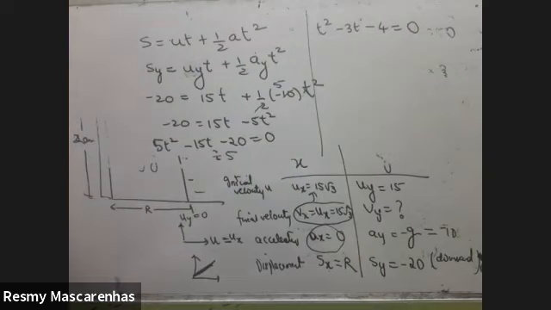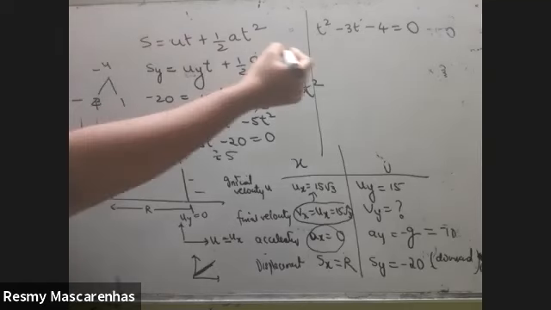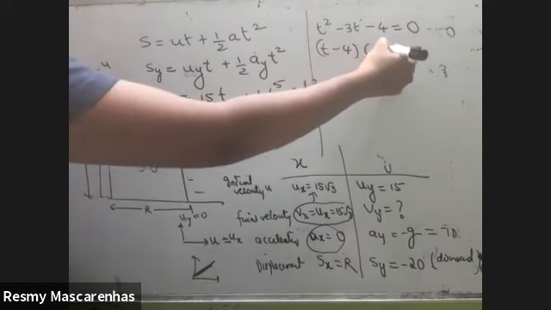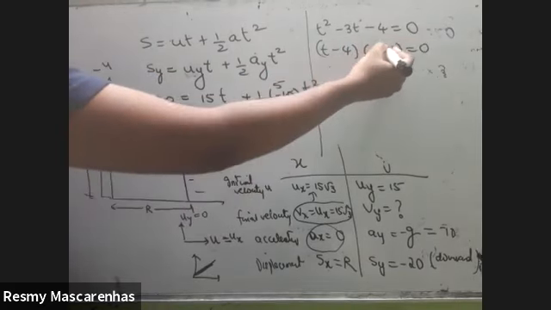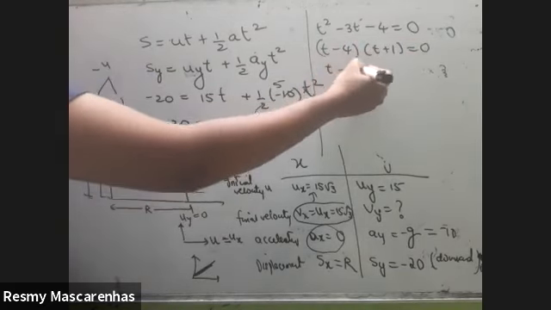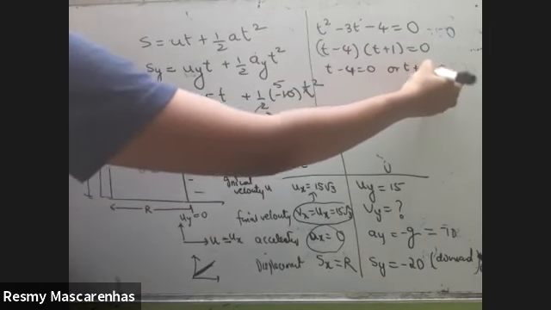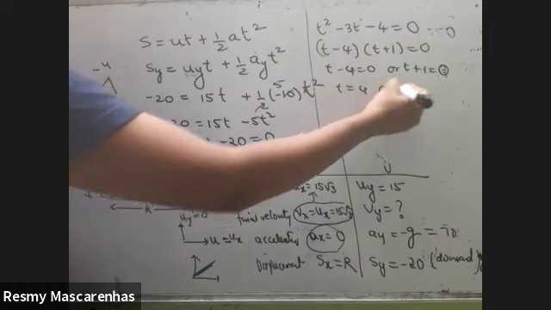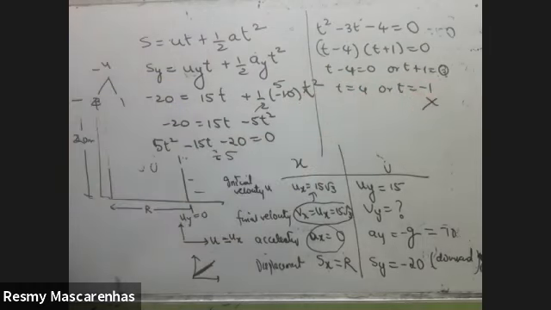And now we'll find factors of this particular equation. Factors of -4. 4 ones are 4. So -4 and 1. So t minus 4 equals to 0, or t plus 1 equals to 0. So t is 4 or t is -1. Time can never be negative. So -1 we can discard. We cannot get time as negative. The only option is t is 4. We found a time. So time taken is 4 seconds.